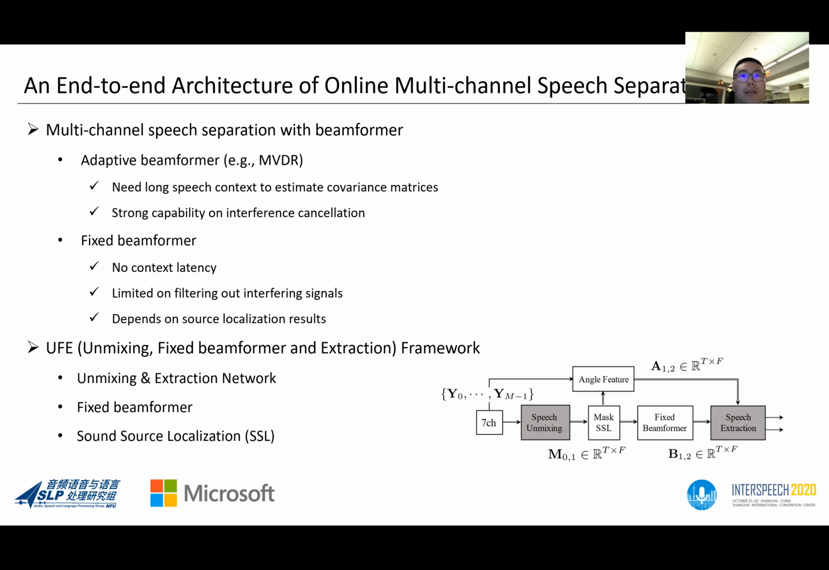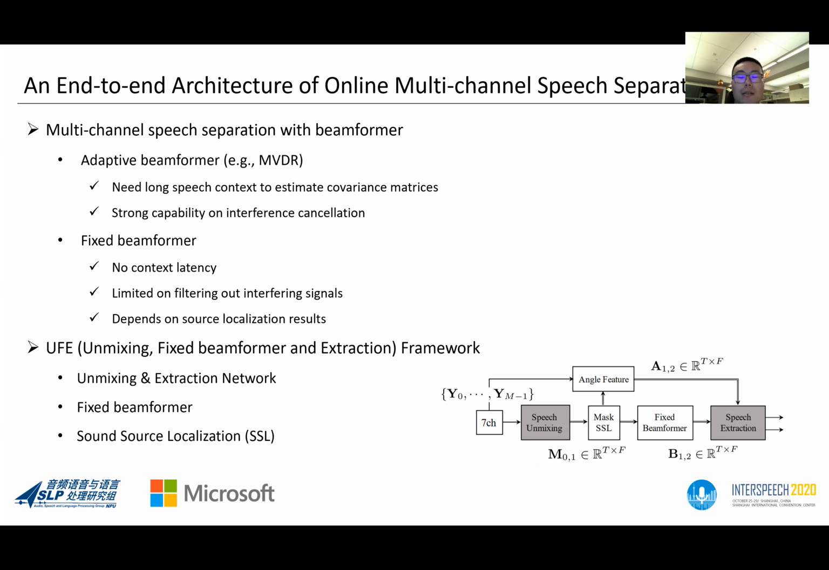As beamforming technique has been proved to be very robust for speech recognition tasks, we first talk about multi-channel speech separation with beamformers. We have two kinds of beamformers, the adaptive one and the fixed beamformer. Although the adaptive beamformer, such as MVDR, needs longer speech context to estimate the signal statistics, it has strong capability of interference cancellation, so it always works well in offline mode when the information of the whole utterance is available.